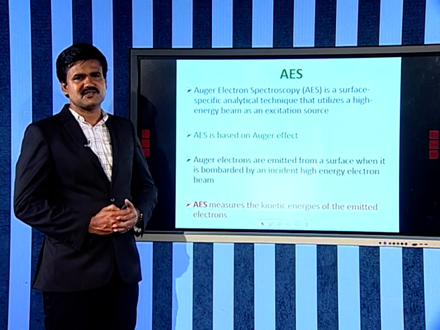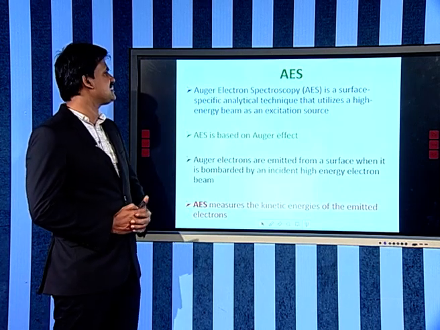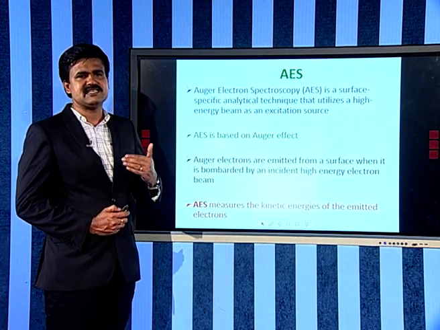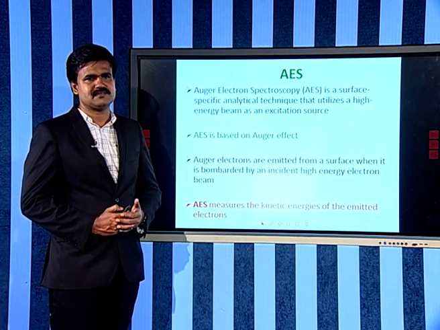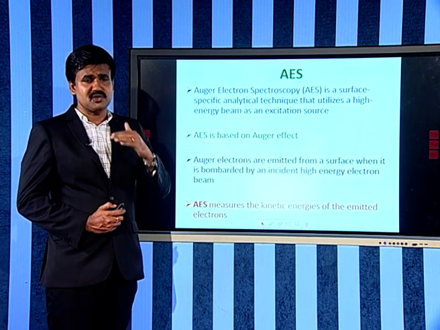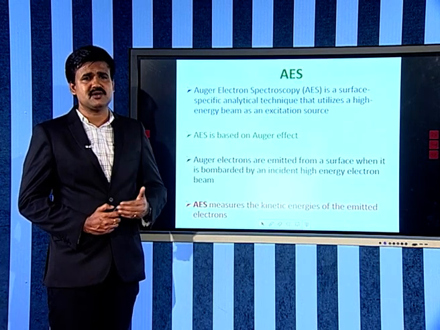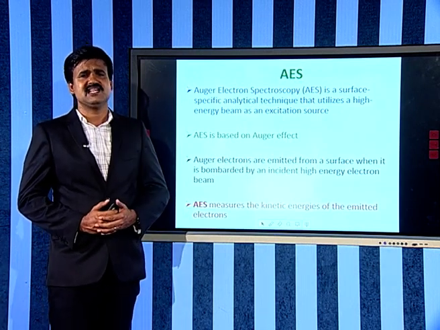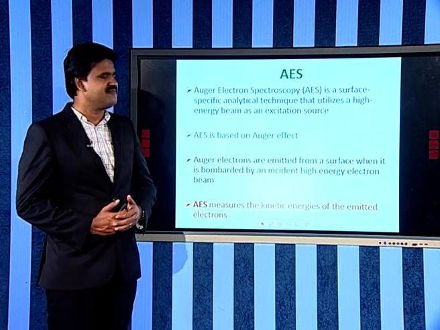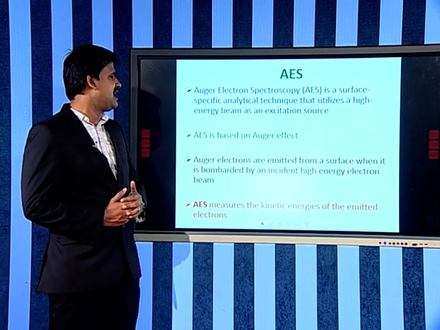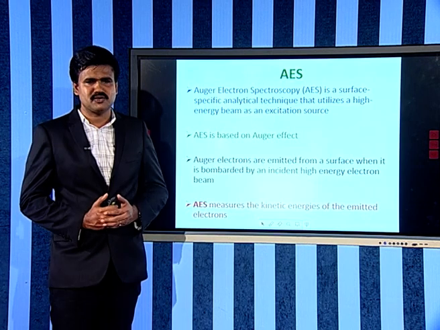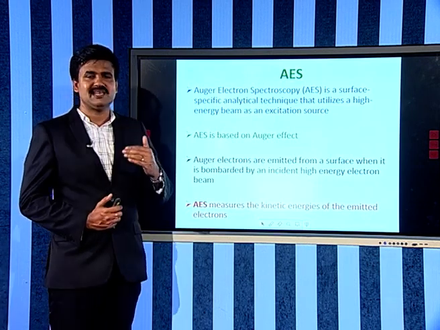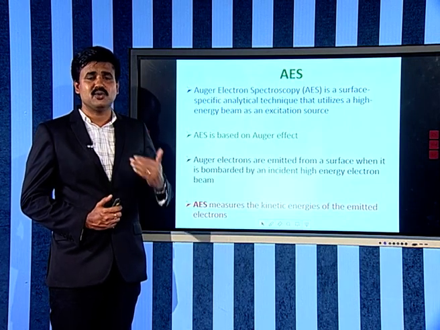Auger electron spectroscopy is a surface specific analytical technique that uses a high energy beam as an electron source. Auger electron spectroscopy is based on the so-called Auger effect. Auger electrons are emitted from a surface when it is bombarded by an incident high energy electron beam. AES measures the kinetic energies of the emitted Auger electrons.